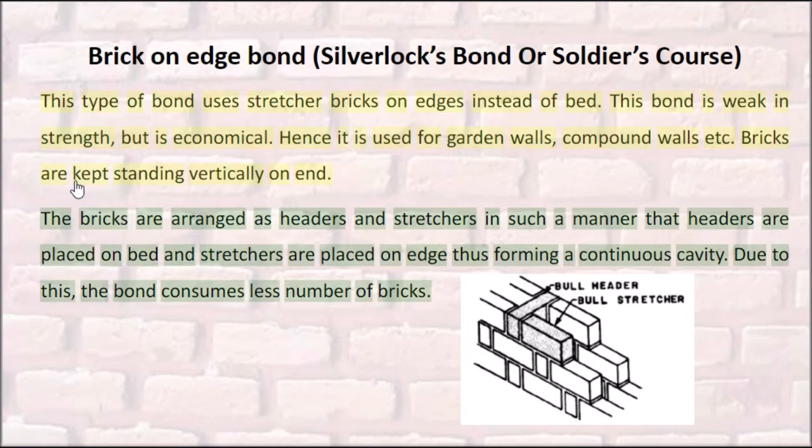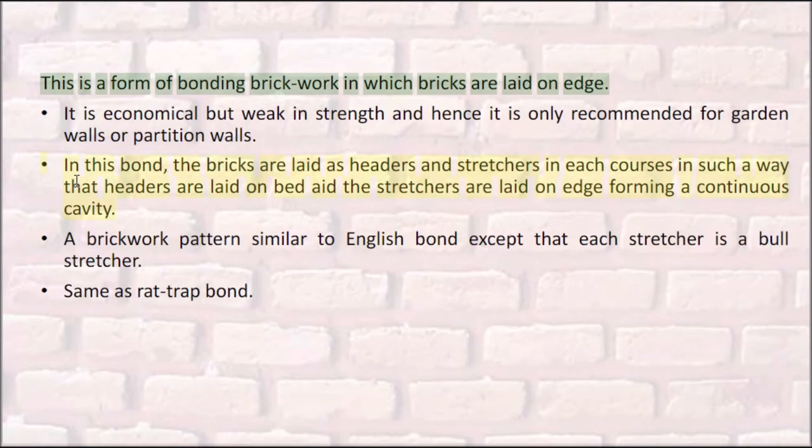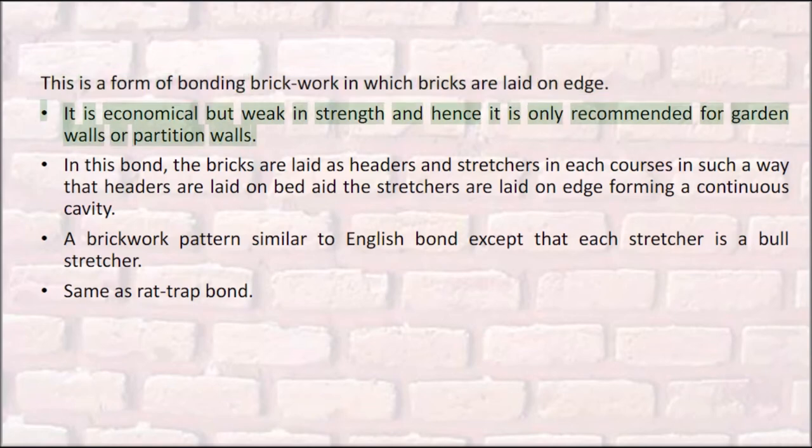The bricks are arranged as headers and stretchers in such a manner that headers are placed on bed and stretchers are placed on edge, thus forming a continuous cavity. Due to this, the bond consumes less number of bricks. This is a form of bonding brickwork in which bricks are laid on edge. It is economical but weak in strength and hence it is only recommended for garden walls or partition walls.